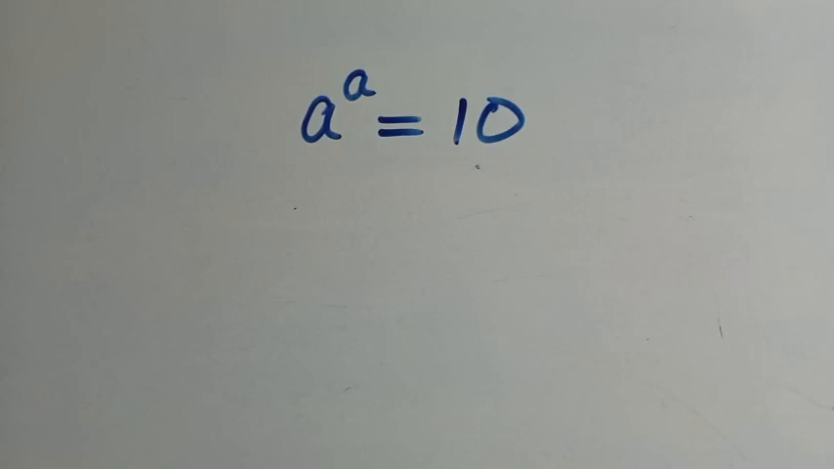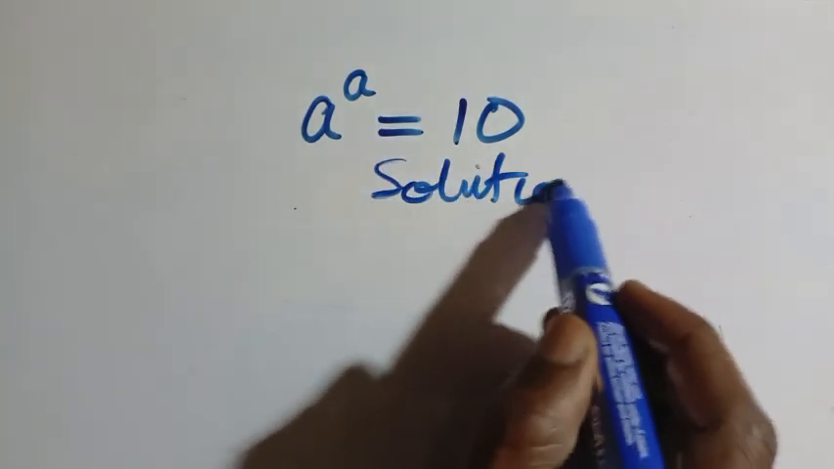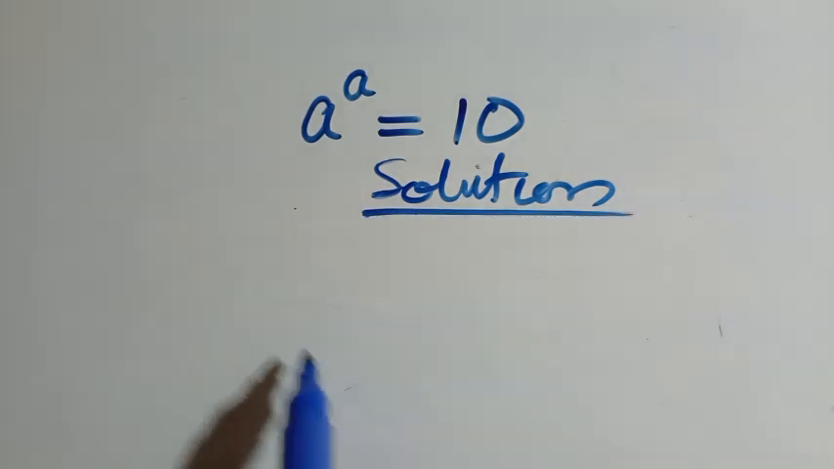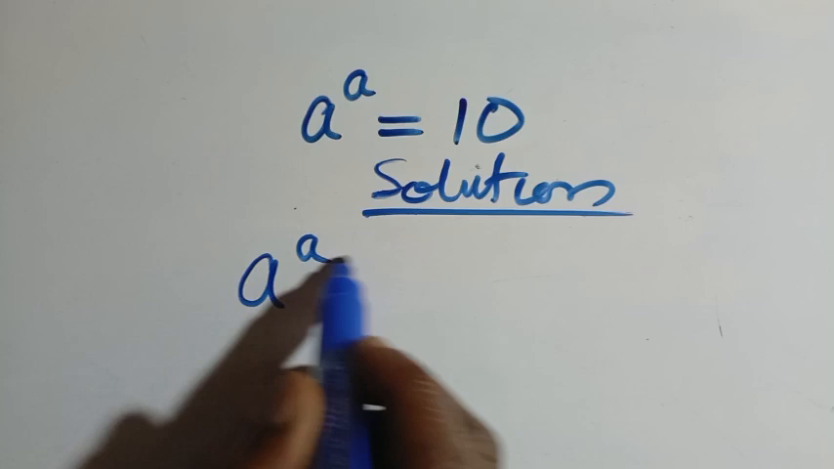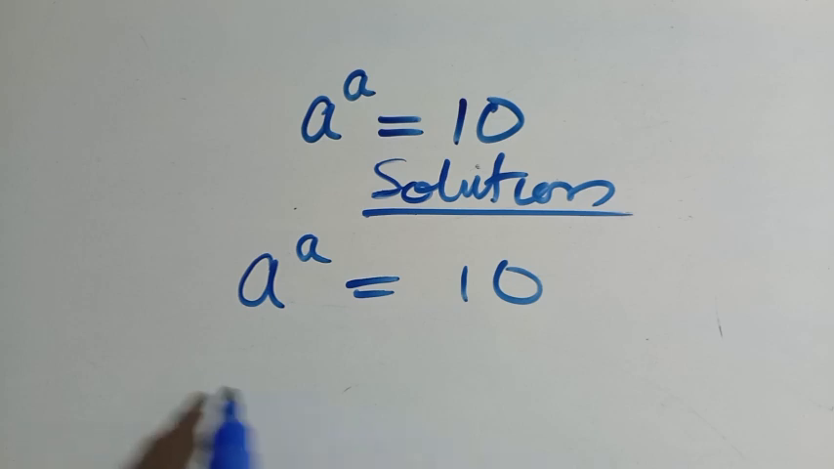How to solve these nice exponential equations? Let's see a solution from here. So we are given a to the power a equals 10. So if I write the question as a^a = 10, then from here, let's introduce logarithm on both sides.